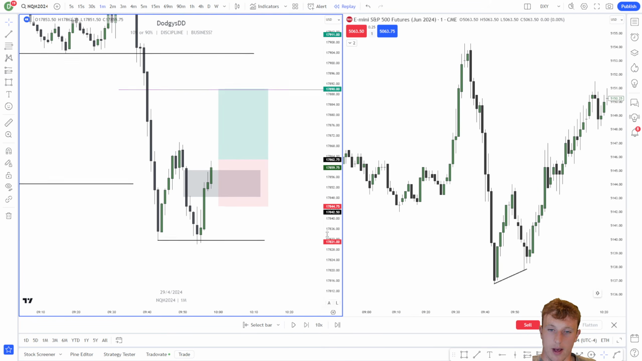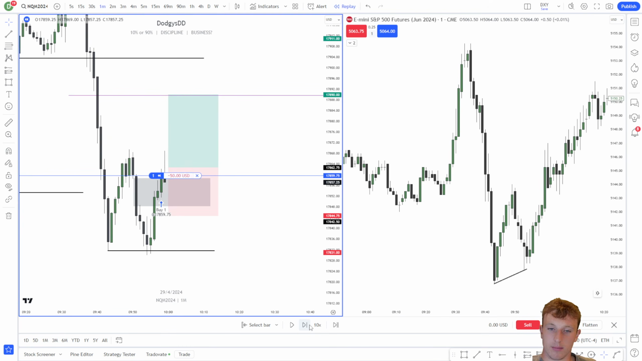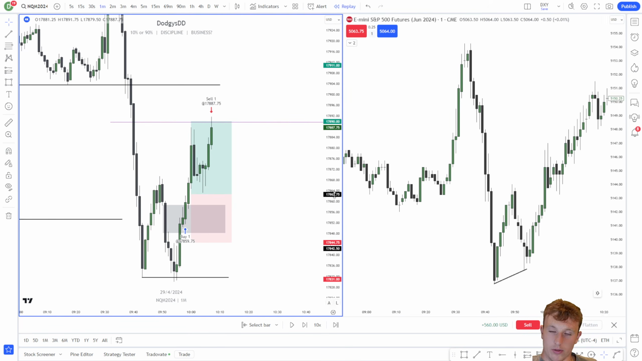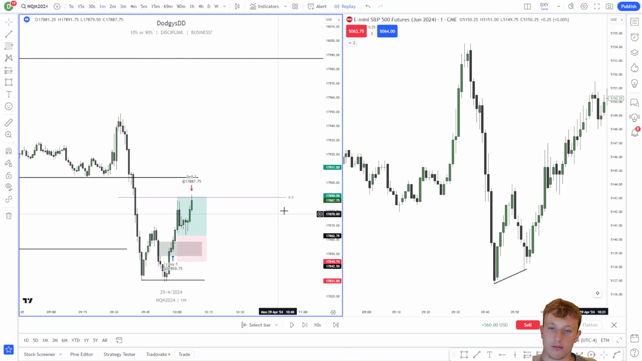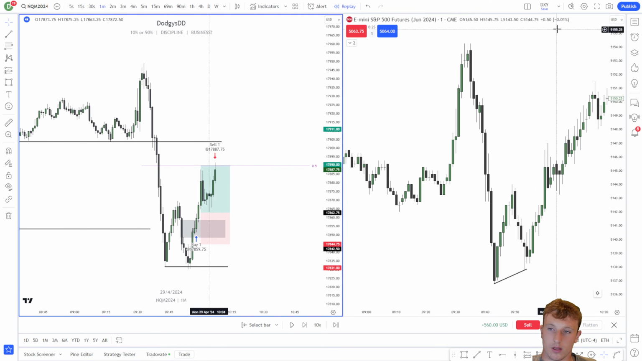All right. The body closes above. The wick doesn't matter, remember? So I'm going to take the buy. Target maybe the 50%. And boom, right there, sell. Only need a piece of the pie to be profitable. Even if we keep going higher, do I care? No, that was a good enough RR for me.